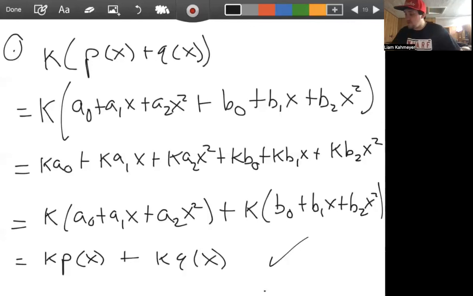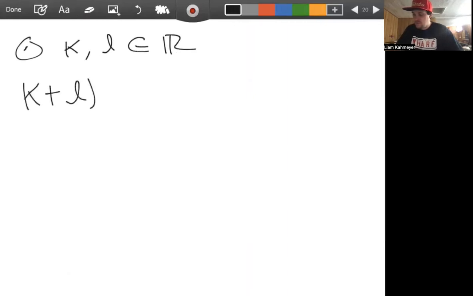Now let's see if polynomials distribute over scalars, right? So now, again, we're going to have k and l. These are going to be elements of the reals. And we want to show that if you take k plus l times p of x, that's the same as k times p of x plus l times p of x, right? So what do we get?